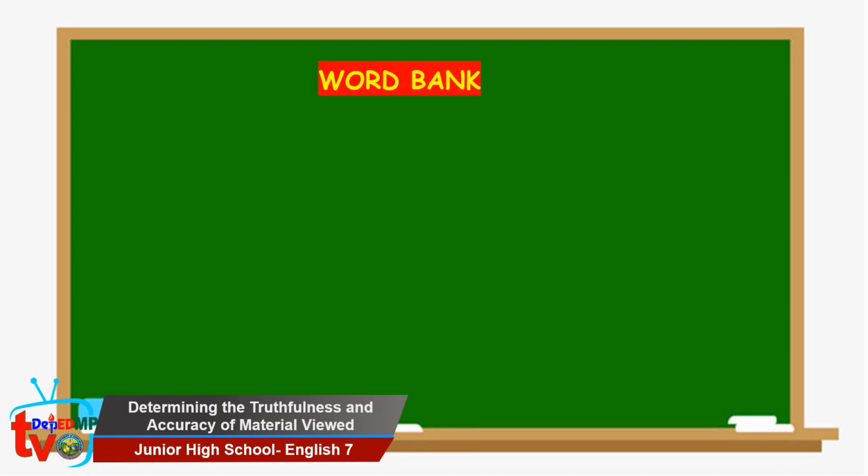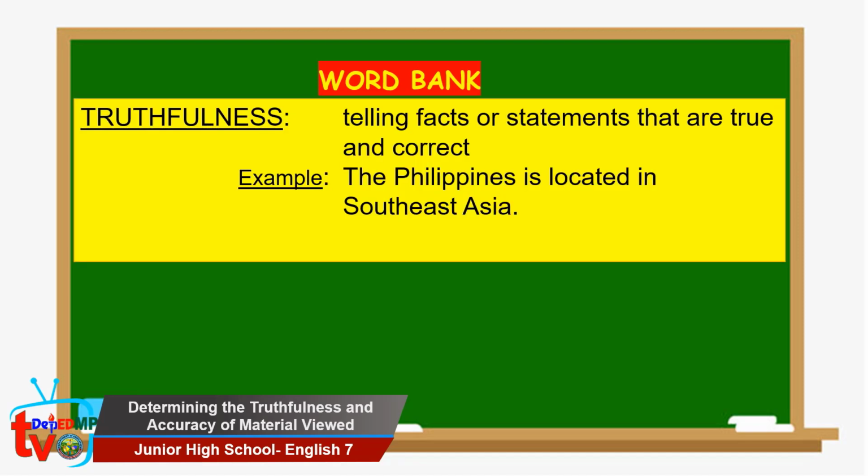Let us expand your understanding through the definition and examples of these 4 words mentioned in your lesson. Number 1, truthfulness. It's telling facts or statements that are true and correct. Example, the Philippines is located in Southeast Asia. Philippines is not found anywhere in the globe except in Southeast Asia.